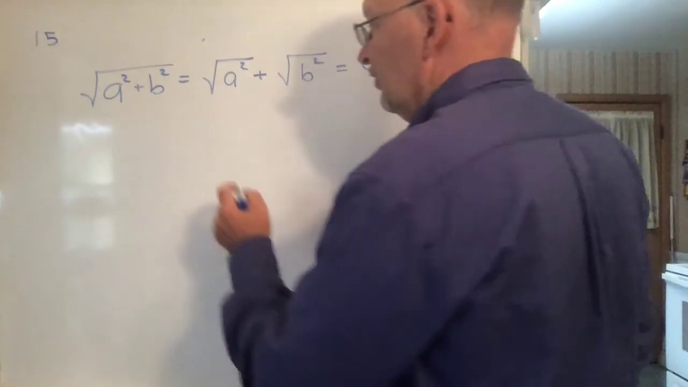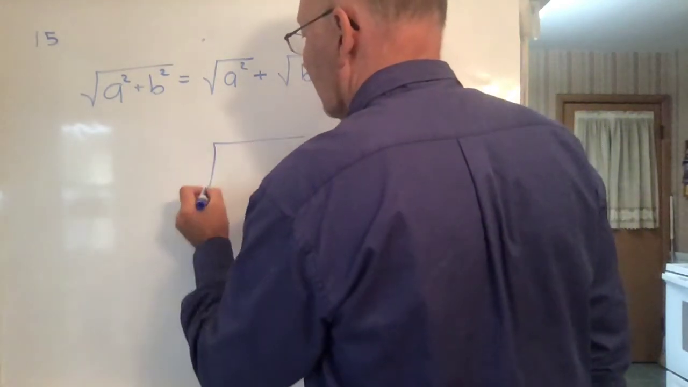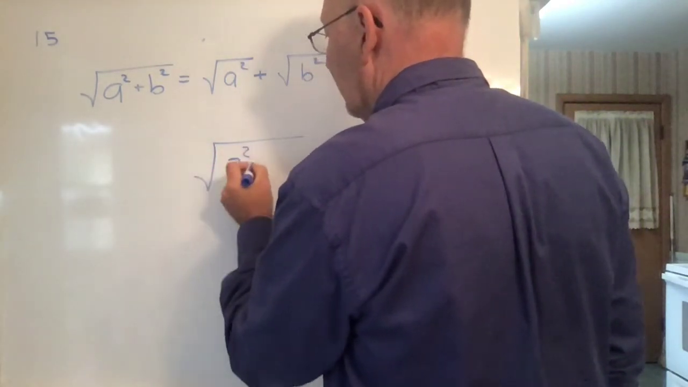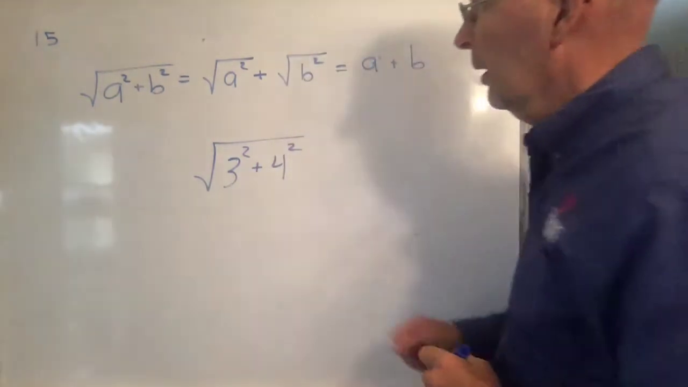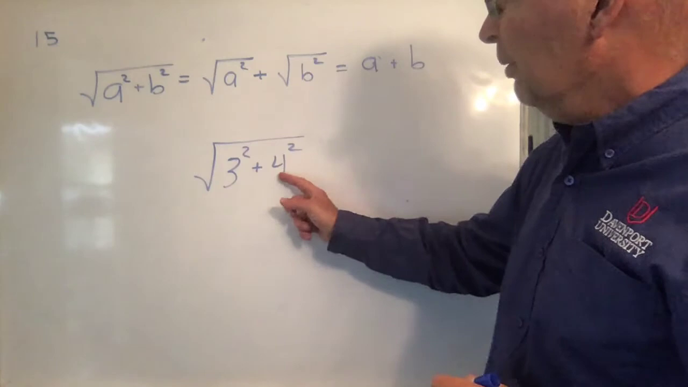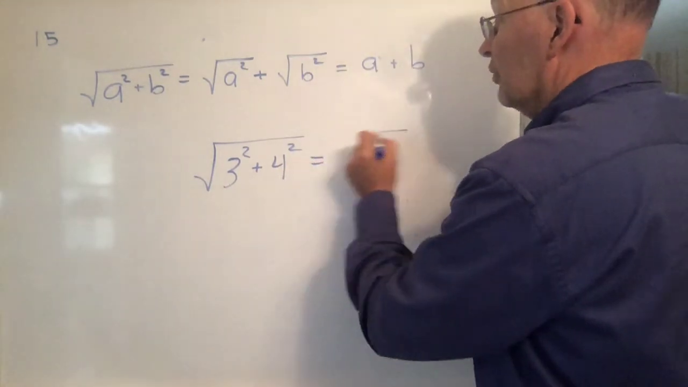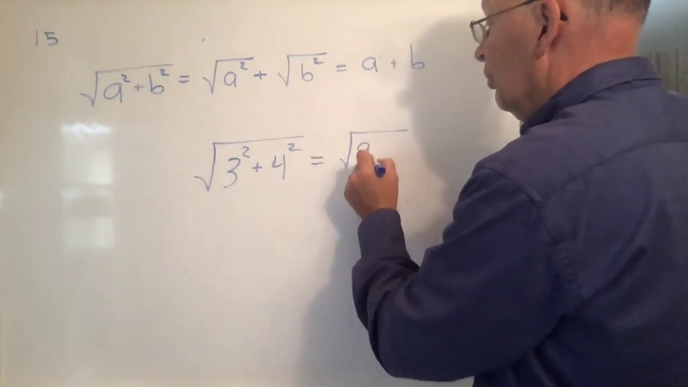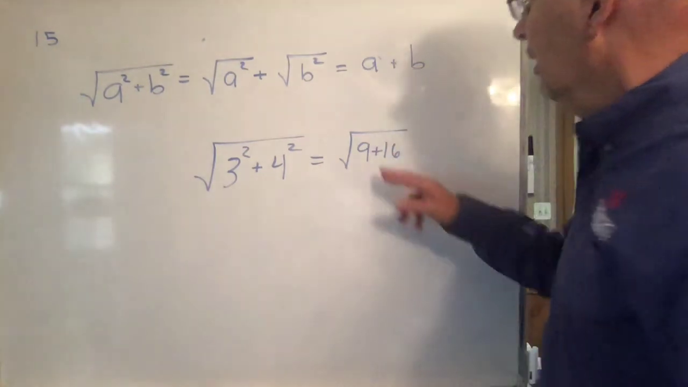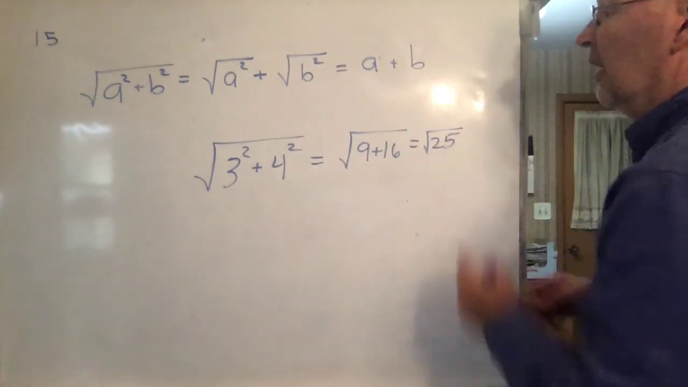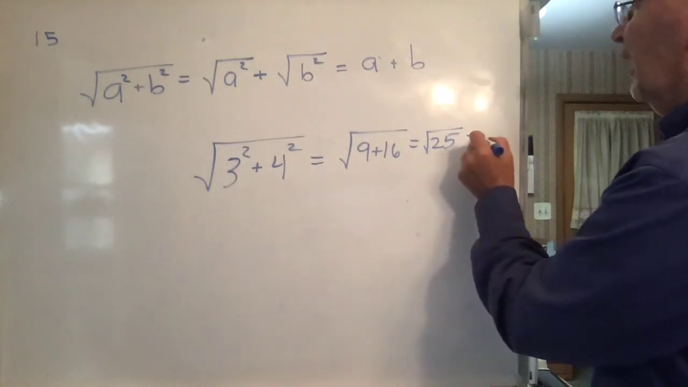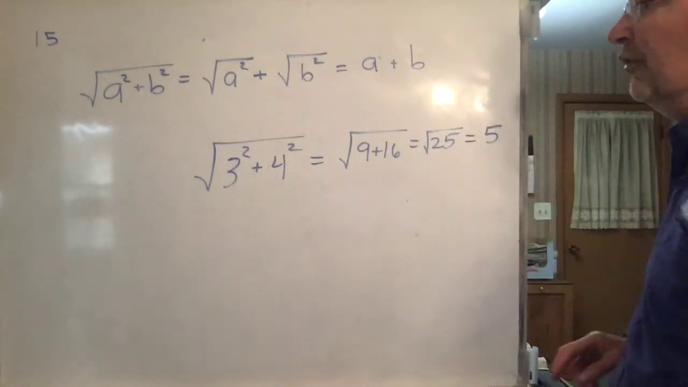Well, let me show you that you can't. Here's my simplest example. 3 squared plus 4 squared is equal to 9 plus 16. 9 plus 16 is 25, and the square root of 25 is 5.